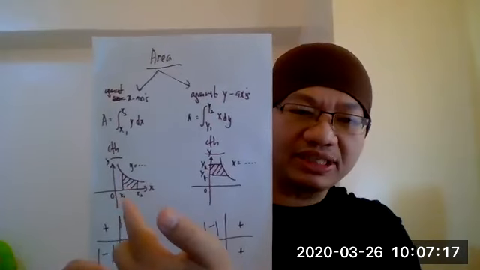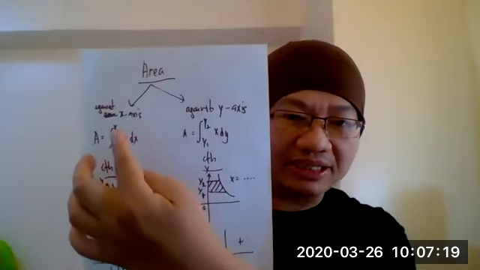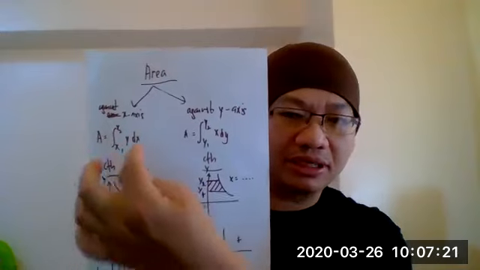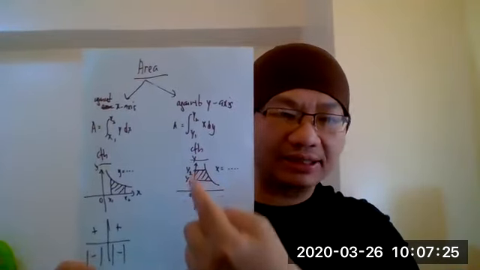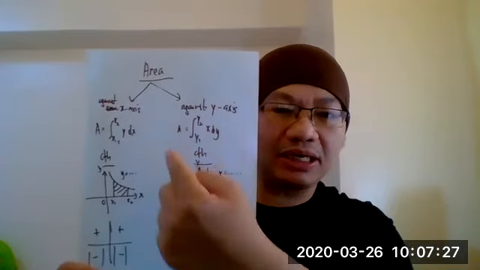If the shaded region is towards the x-axis, that means we assume that is the area against the x-axis. This will be the formula. And if the shaded region is against the y-axis, that means the formula is this one, right?